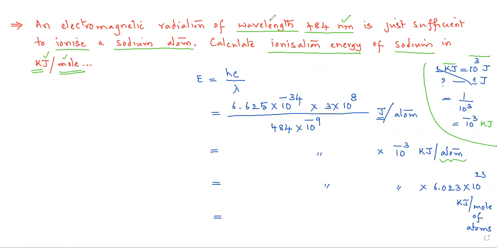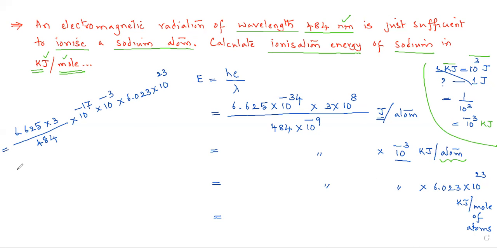As usual, we will simplify this. 6.625 into 3 by 484. See, this is minus 34, this is plus 8, so minus 26. Now, when this goes into the numerator, it becomes plus 9. Minus 26 and plus 9 is minus 17. And here you got minus 3. And then there is 6.023 into 10 power 23.